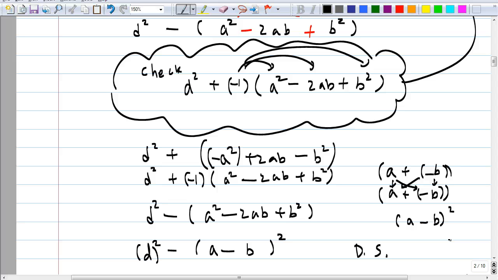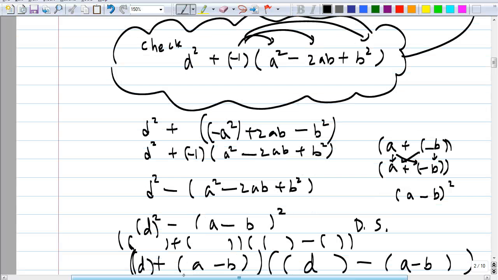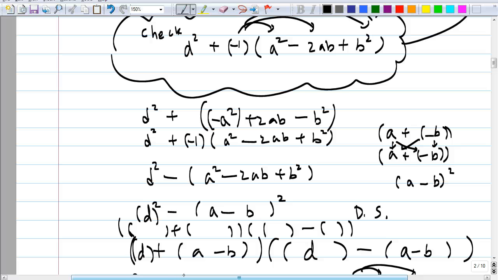So what's your a this time? What's your a in this? d. What's your b? a minus b. Okay. Somebody tell me what to write then. Isn't this going to be something plus something times something minus something? In other words, a plus b times a minus b. So we just said a is d, b is a minus b. Somebody tell me what to write then. Yes. d plus parentheses a minus b times d minus parentheses a minus b. Exactly. Everybody okay with that? You see how I just plugged in a and b? Just substitution here, right?